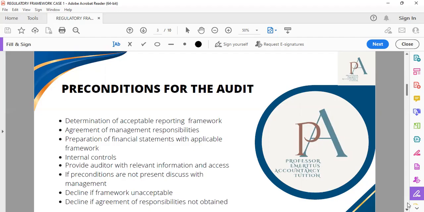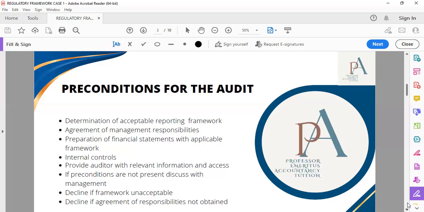There are two. I have put them in bullet points here, but it's a summary of two major points. The first point is the financial statement must have been prepared using an acceptable financial reporting framework. Then the management must understand and accept their responsibilities with respect to the financial statements that have been prepared. These are the two preconditions, but we now break them into smaller sub-conditions.